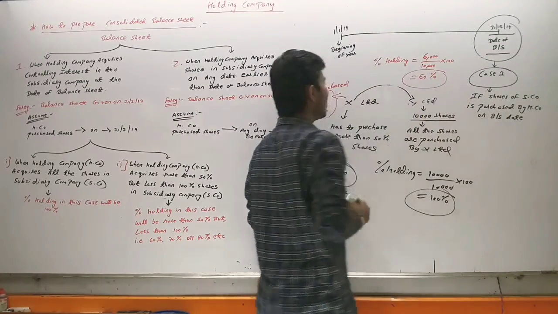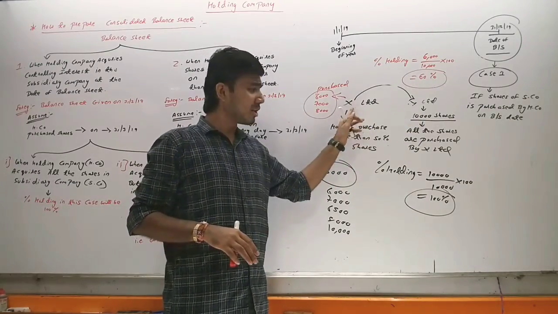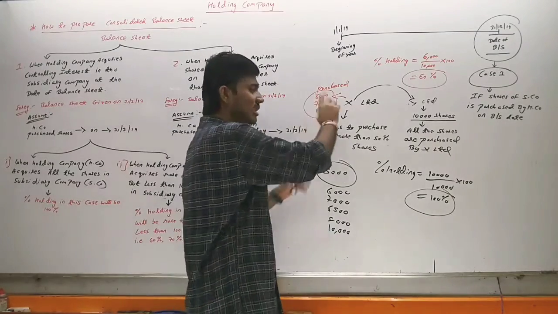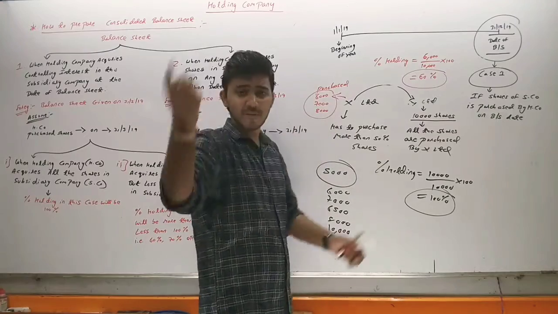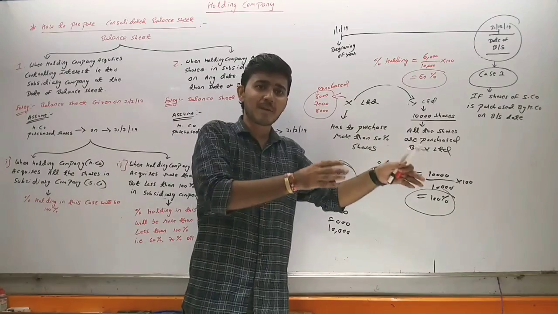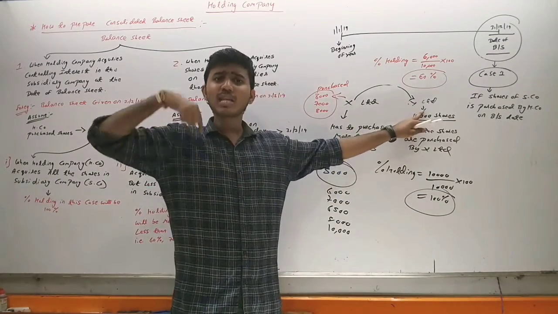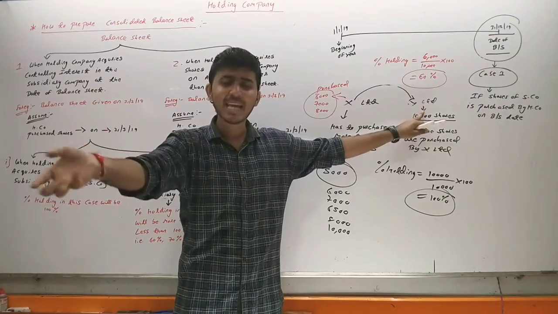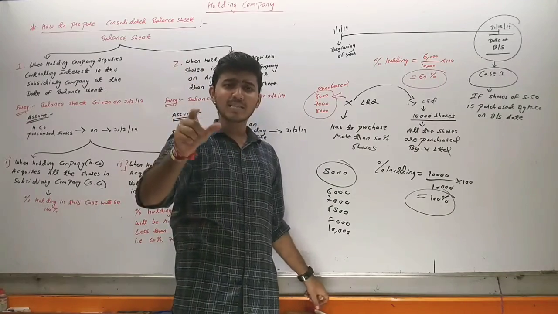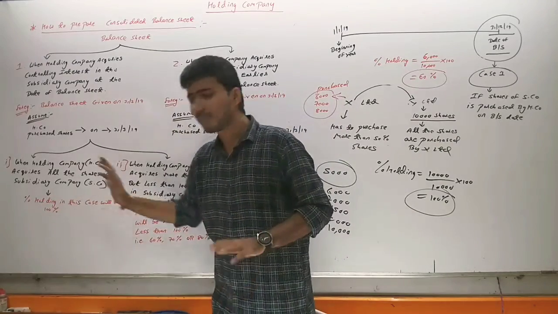So whenever the holding company does not acquire all the shares, but acquires more than 50% and less than 100%, 6,000 is more than 50%. 7,000 is more than 50%. 8,000 is more than 50%. 9,000 will also be more than 50%, less than 100%. So whenever the holding company acquires more than 50% shares of the subsidiary company and less than 100%. Less than 100%, why? If it acquires 100%, then all the shares were acquired, and in that case holding will be 100%.